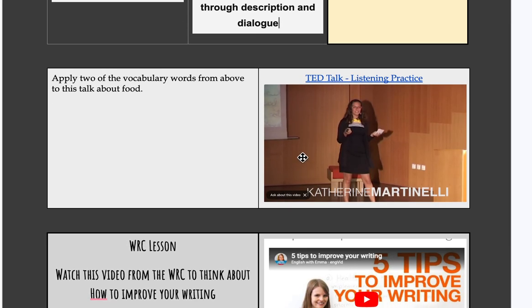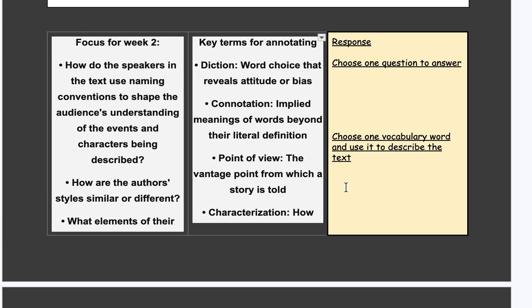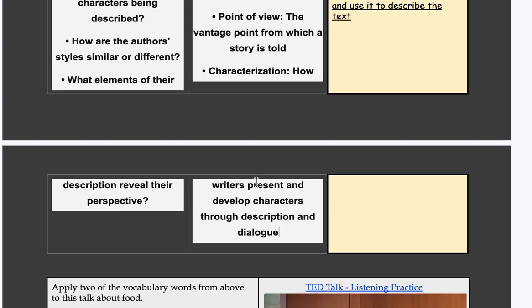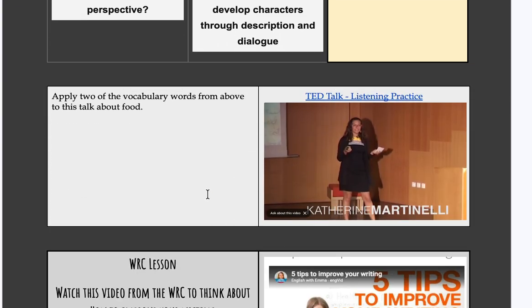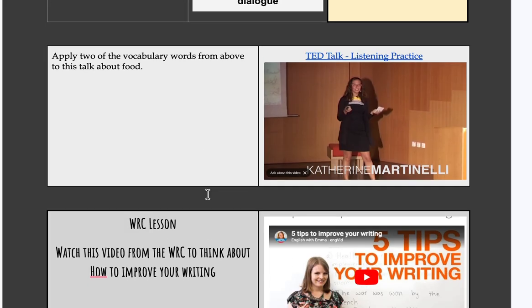So what I'd like you to do, because doing something once is not enough, right? Could you imagine going to baseball practice once and joining the Dodgers? You're going to listen to this TED Talk. It's about a girl who talks about cookbooks. And you're going to use two of these words, or you can use a focus and one word, to describe the TED Talk. It's just more practice with the vocabulary and thinking about ways people talk about food.